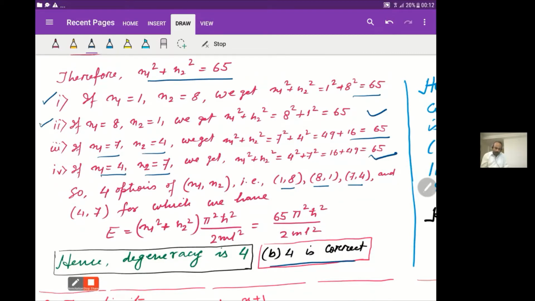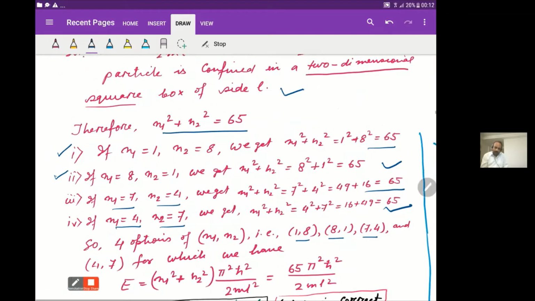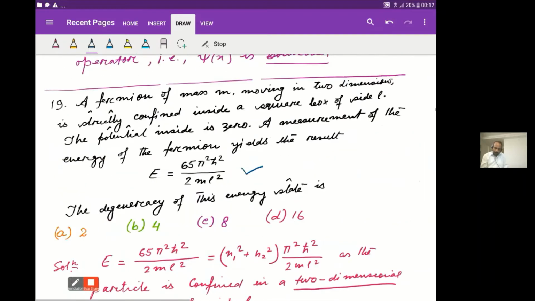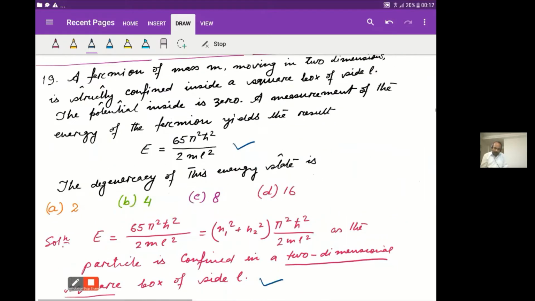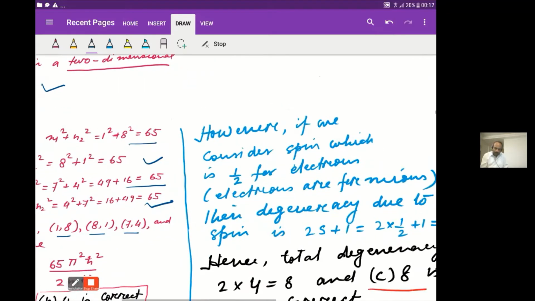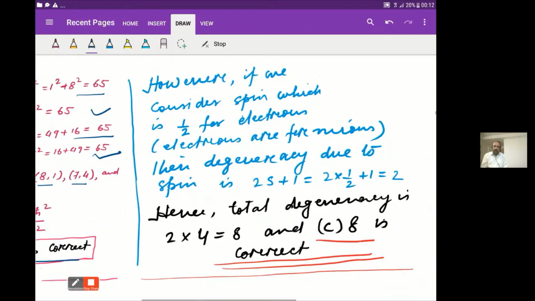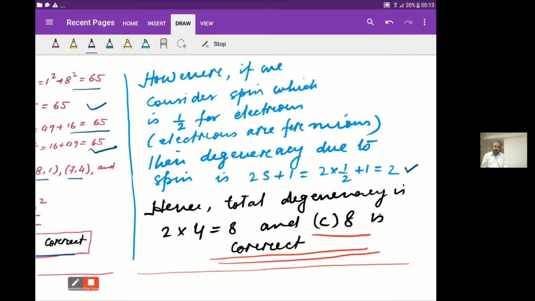But since we are given fermions, and fermions, for example electrons, have spin half, we can have degeneracy also due to the spin, which is 2s plus 1 is equal to 2 times 1 by 2 plus 1. That gives me 2. Therefore, we can also say that our total degeneracy is 2 times 4, that is 8. So option C, which is 8, is also correct.